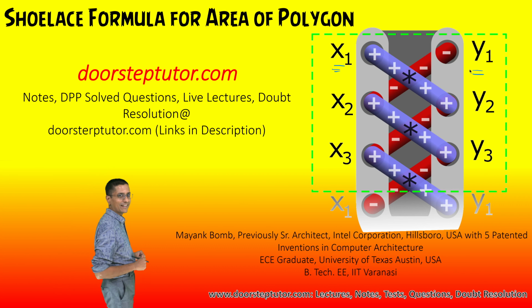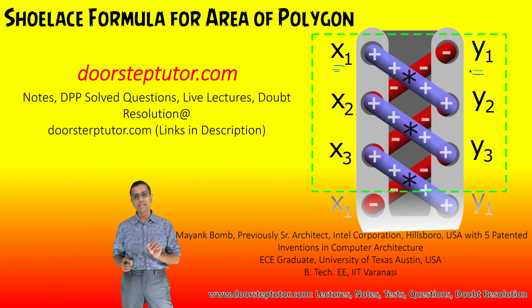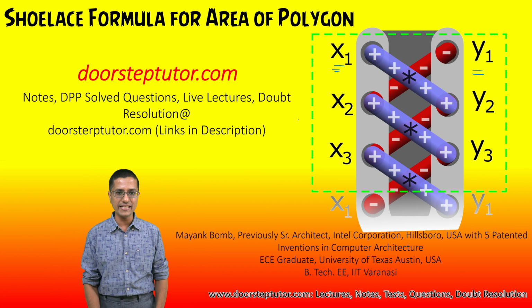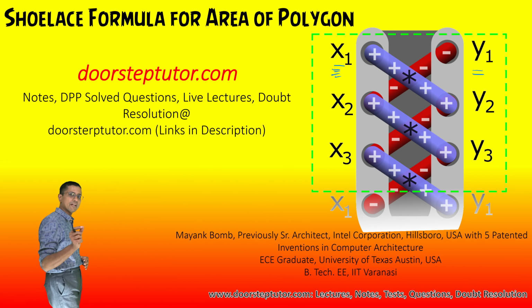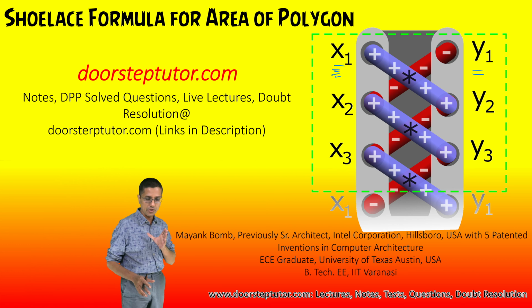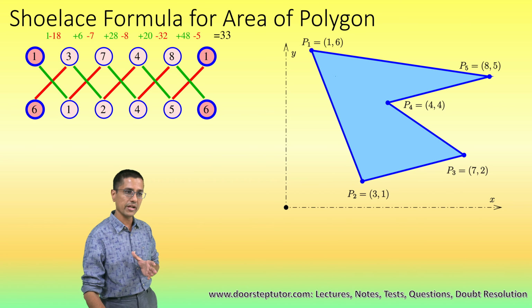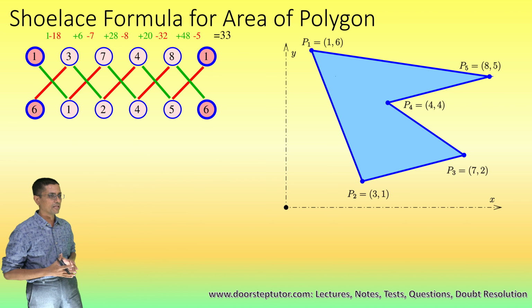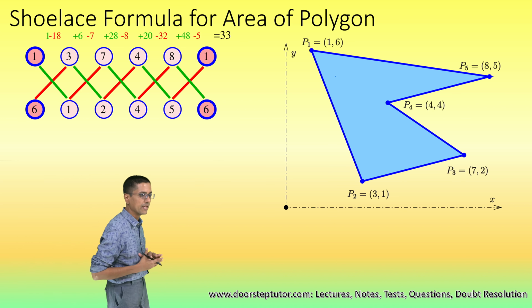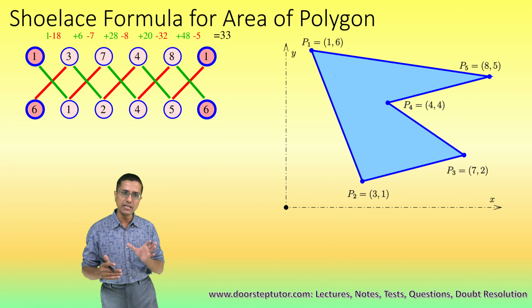Shoelace formula for finding the area of a polygon. This is used when the vertices of the polygon are given and we have been asked to find the area. Very important concept for your IMO and also for JEE. Okay, so this is the example that we will use to illustrate the formula. It's very simple, so just follow along.